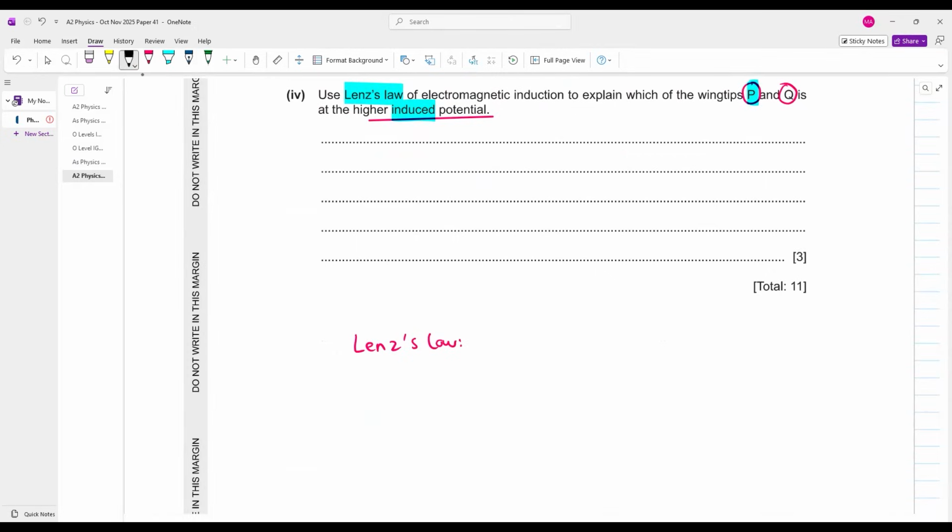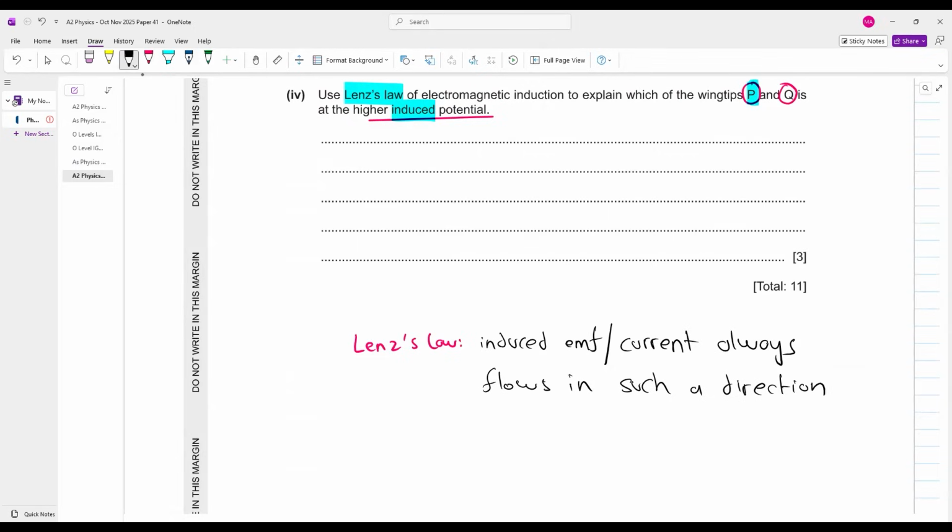Lenz's law states that induced EMF or induced current always flows in such a direction so as to oppose the change causing it. Oppose the change causing it. Induced current or EMF always flows in such a direction so as to oppose the change causing it.